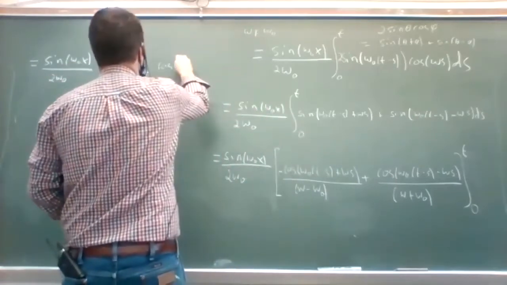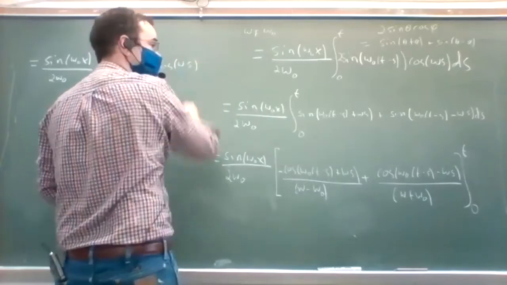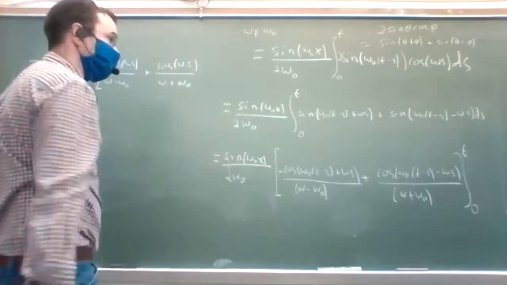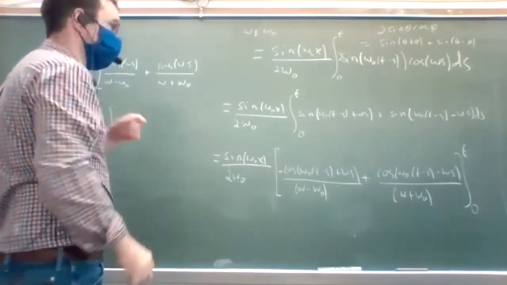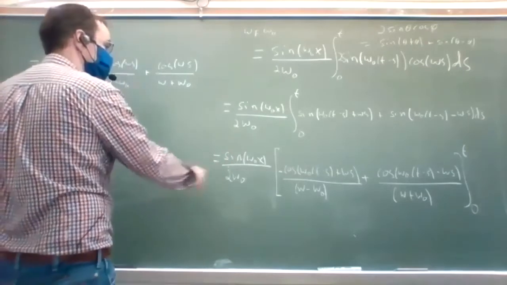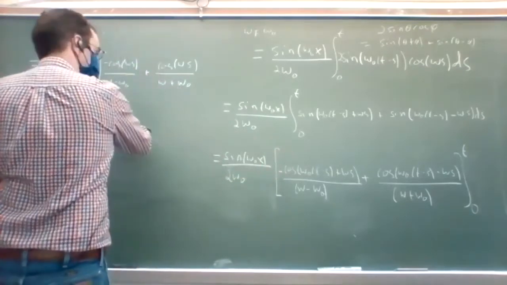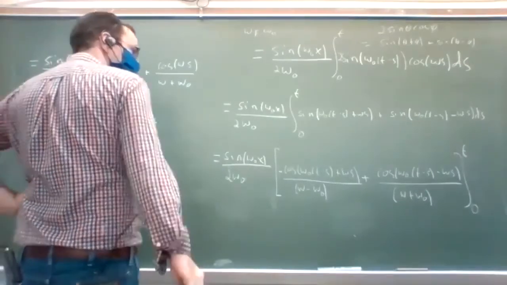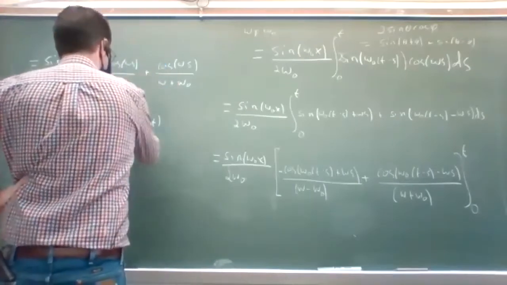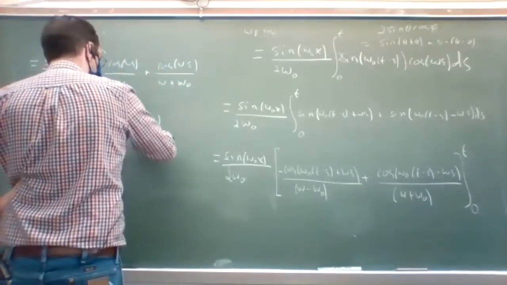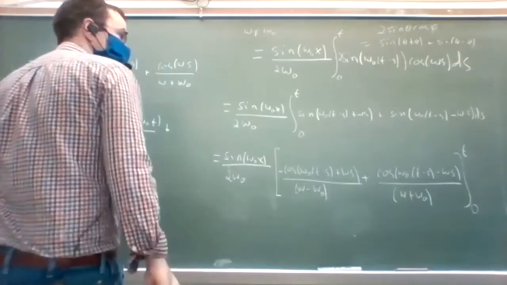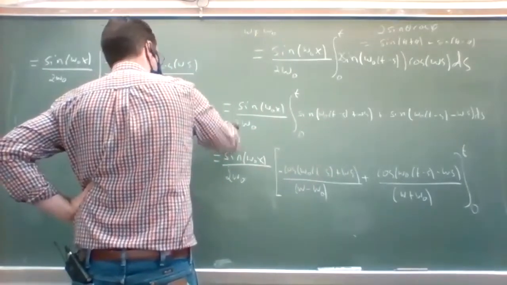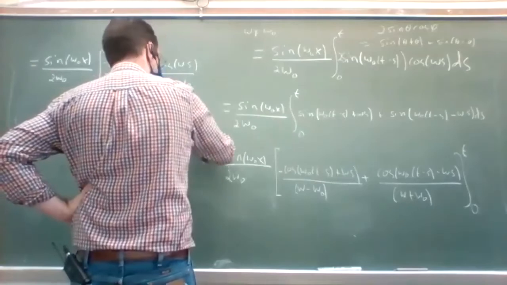Cosine of minus omega s, which is just cosine of omega s, over omega plus omega naught. And I'm subtracting from this, plugging in s equals 0, right? So plugging in s equals 0 now gives me minus cosine omega naught t divided by omega minus omega naught, and then plus, with s equals 0, giving me cosine omega naught t over omega plus.